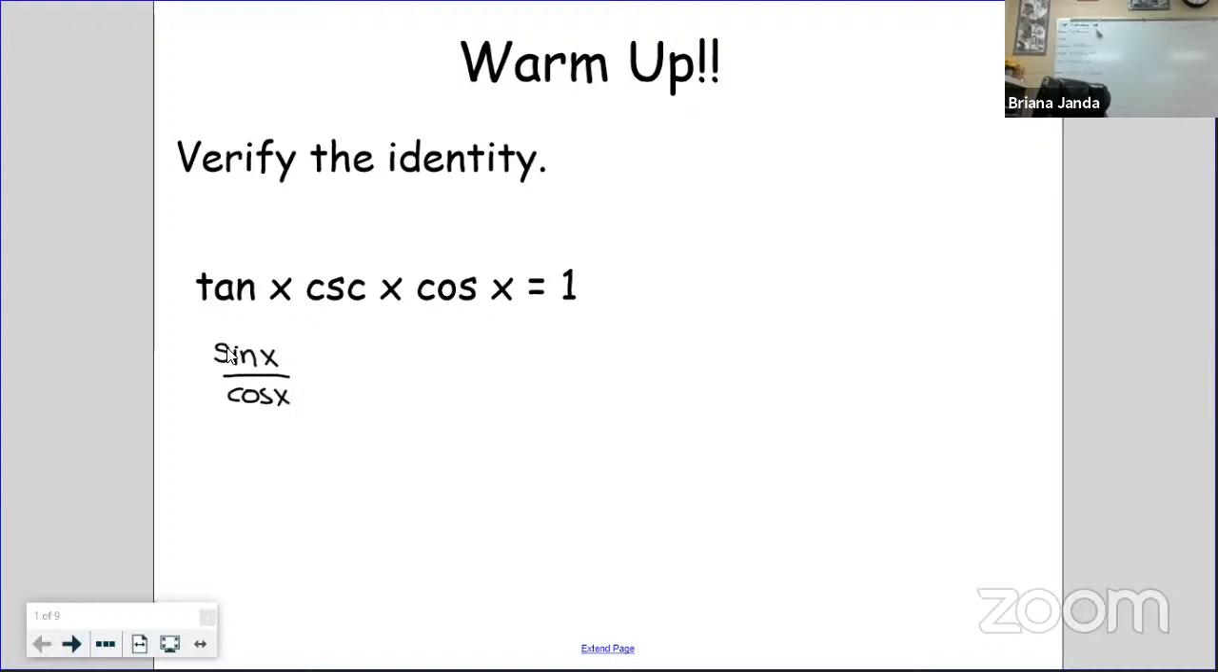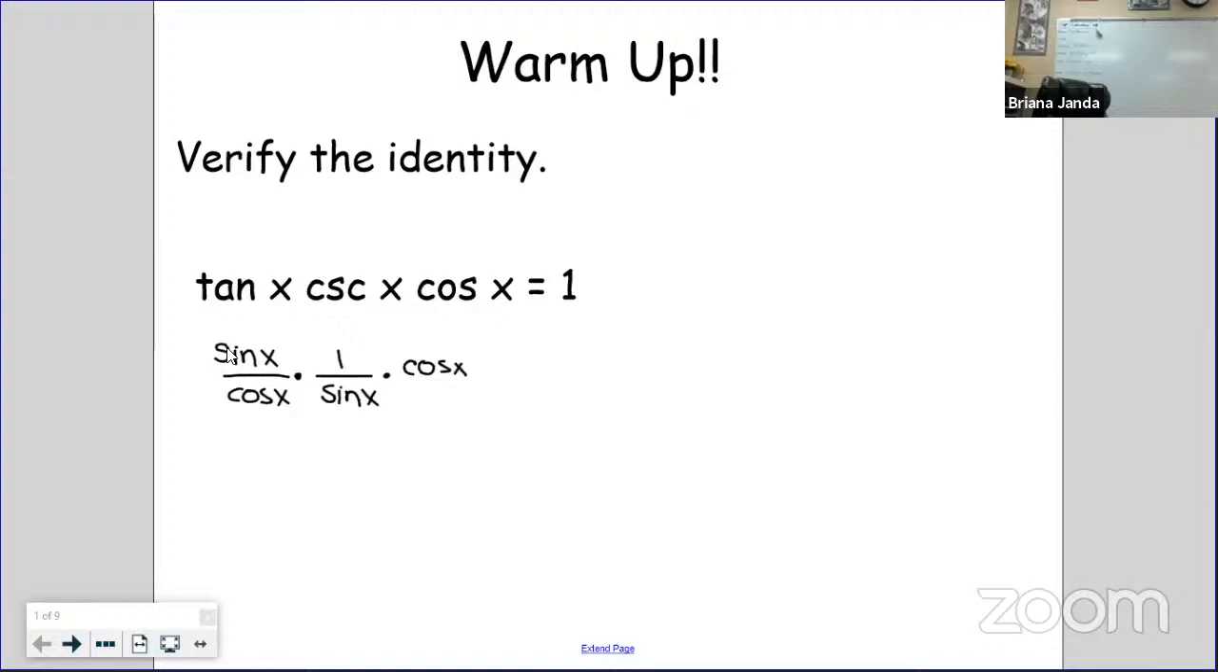Pay attention to our signs between. Sometimes I saw us being a little loose with what those were. If it's addition, keep it addition. If it's multiplication, keep it multiplication. So it is multiplication here. Cosecant is 1 over sine. And cosine I would not change because it's already in terms of sines and cosines.